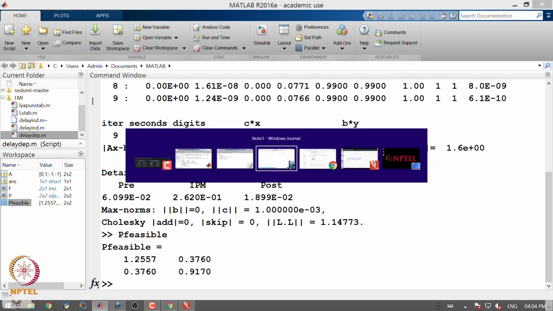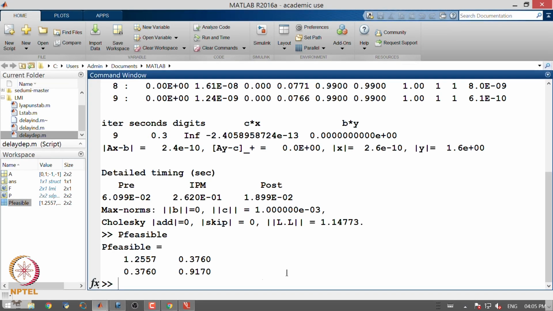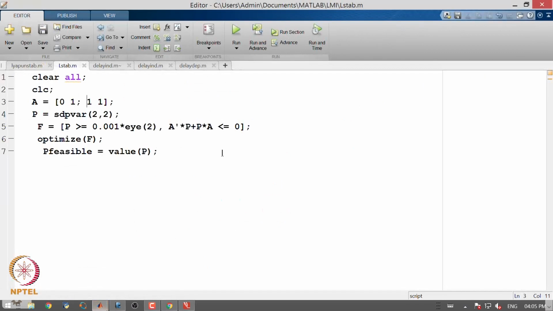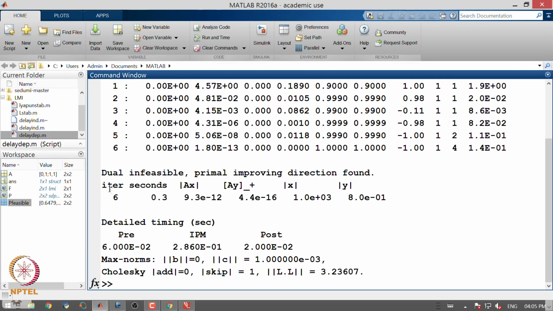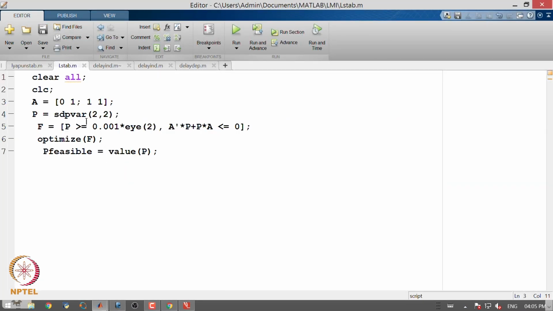So A is now instead, I just take another A which is 0, 1, 1, 1. Okay, and check how this LMI solver throws up the instability clause for me. So I go through this process again, and it gives me an infeasibility, that the problem is actually not solvable, because it's an unstable system, there is no P that will solve the linear matrix inequality.